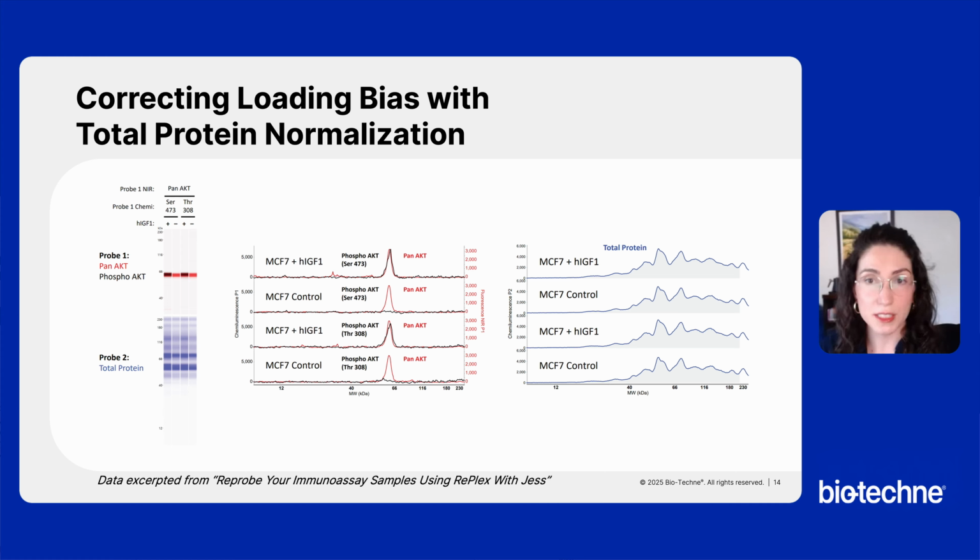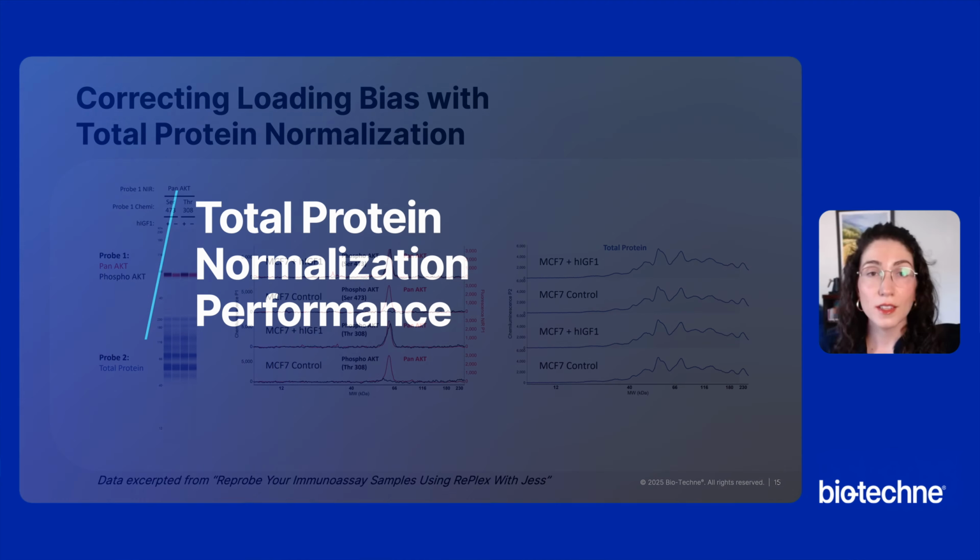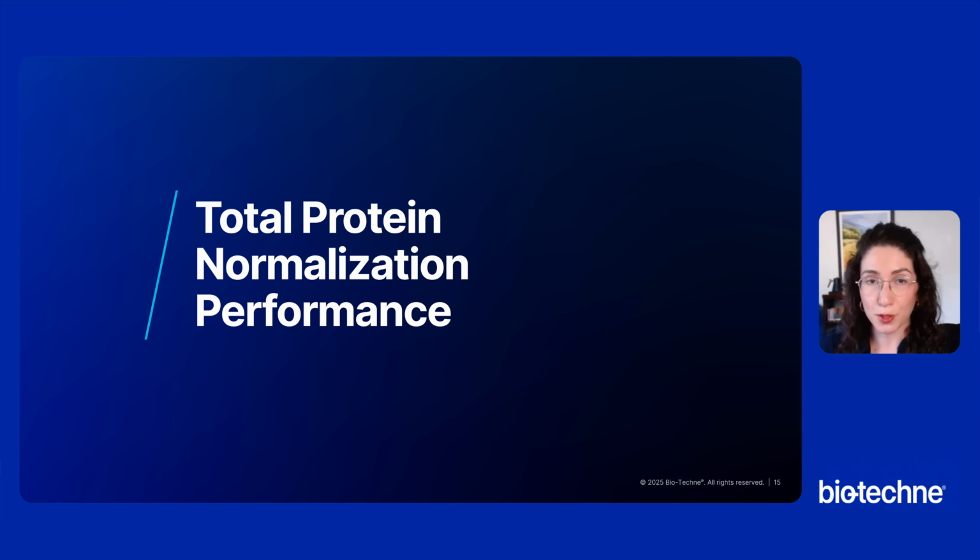This gives a more detailed look into the magnitude of difference in the phospho-AKT expression between the different samples. The concurrent total protein detection assures us that these differences are a reflection of the treatment and not due to poor loading or technical error. Now that we've introduced the different total protein normalization options and discussed what the data looks like, let's take a look at total protein normalization performance.